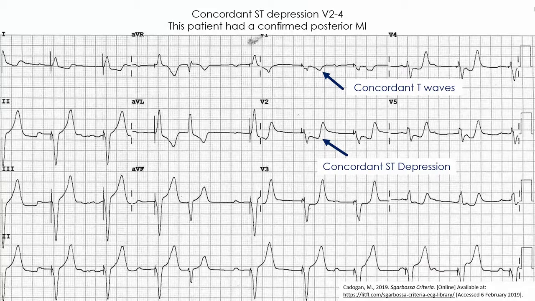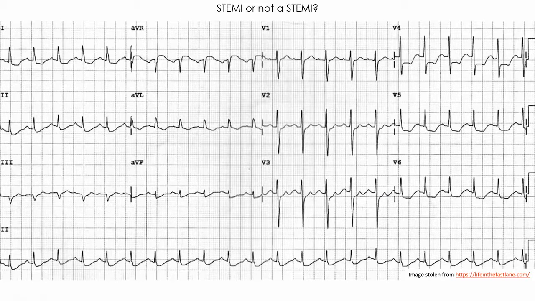So here we have that same ECG with the changes highlighted. So in V1 we've got a negative QRS with a negative T wave, okay, concordant changes, and we've got ST depression with a negative QRS in V2, and in V3 for that matter. So concordant changes, signs of ischemia.